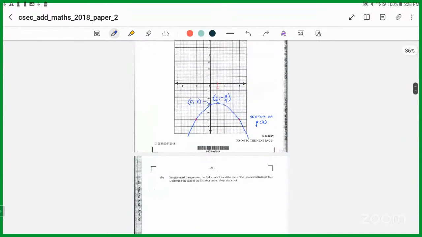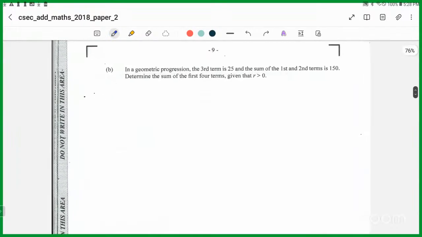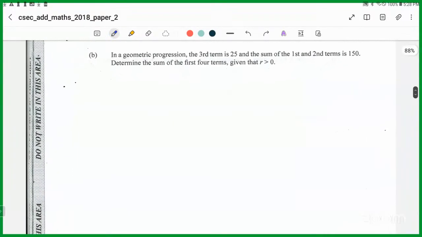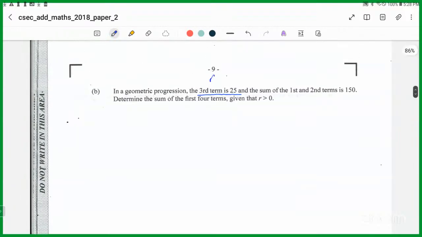Let's continue. So this is a GP now. This one says in a GP, in a geometric progression, the third term is 25. The third term is AR squared. Remember, the nth term of a GP is AR to the n minus 1. So the third term is AR squared, so AR squared, they tell us, is 25.